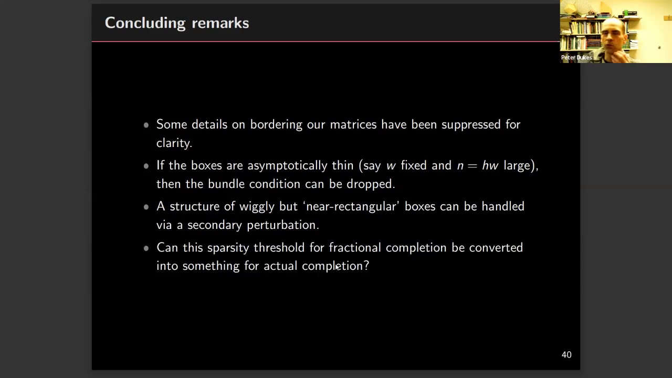The big question is, can you actually turn fractional into exact completion? I don't know. We don't know how to do that. The methods of Barber, Kühn, Lo, Osthus, and Taylor that do that for Latin squares do not seem to be available for Sudoku because it's a more annoying structure. But I suspect there could be something possible there.